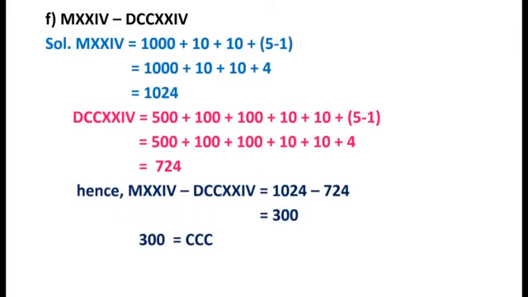Now children, we have to subtract both the numerals. So you can see 1024 minus 724. So we will get 300. Okay, 300 can be written here as CCC. Okay, 3 times C. So you can see the answer as MXXIV minus DCCXXIV equals CCC. So this is your final answer.